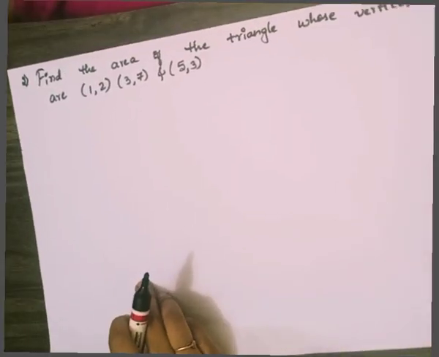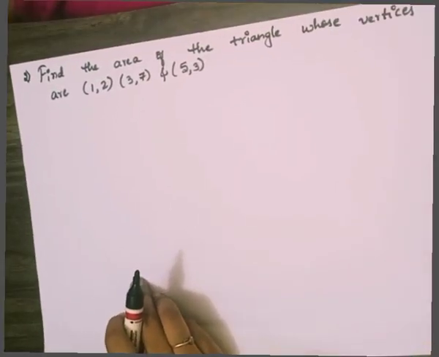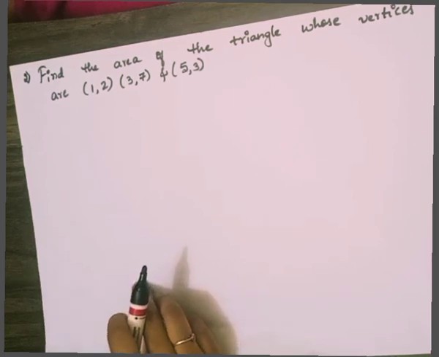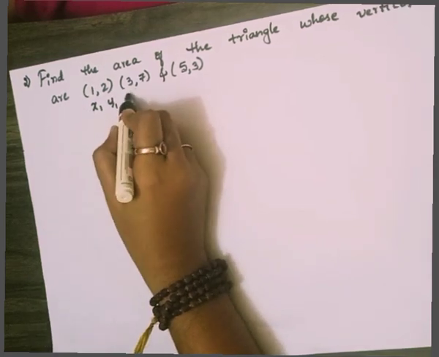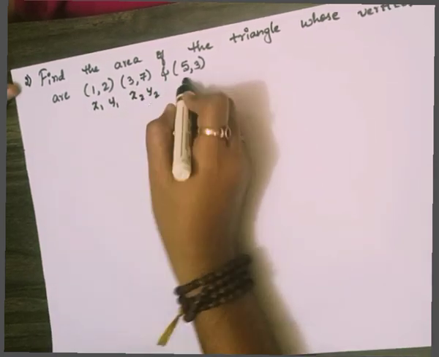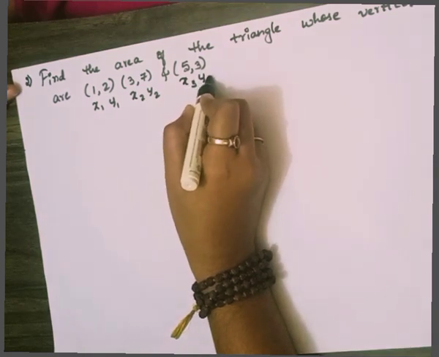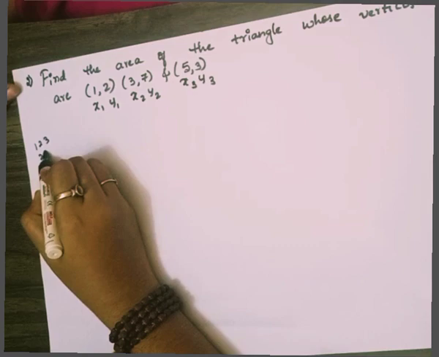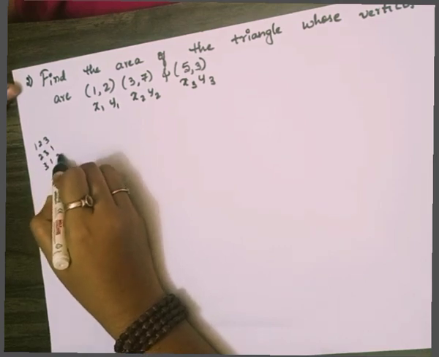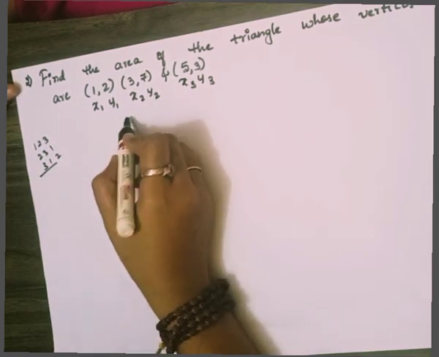Question number 2. Find the area of the triangle whose vertices are (1, 2), (3, 7), (5, 3). First we will write which is our x1, y1, x2, y2, x3, y3. What's the formula we have for area? As I said, that is 1, 2, 3, 2, 3, 1, 3, 1, 2. That means half into this one will go.